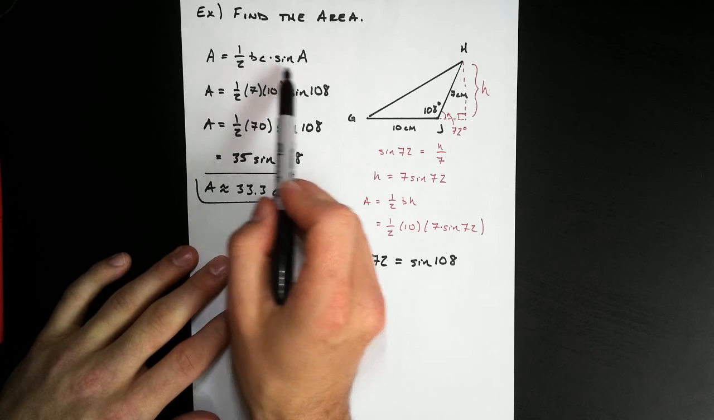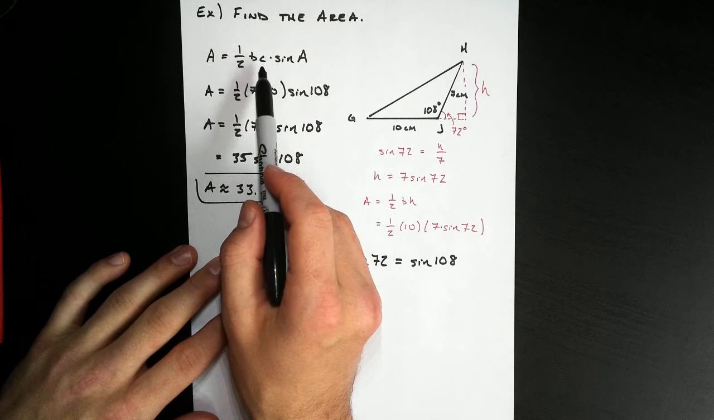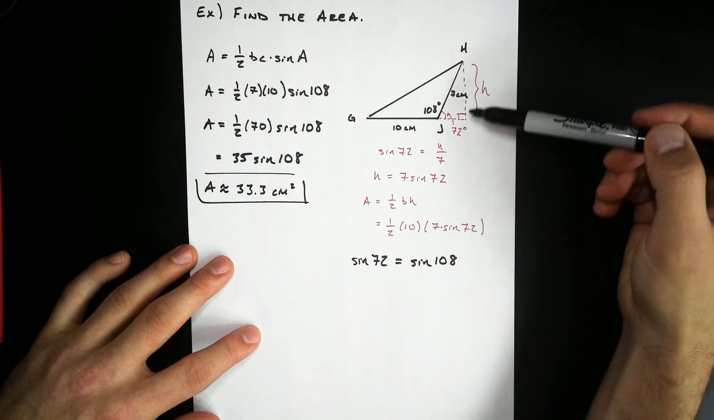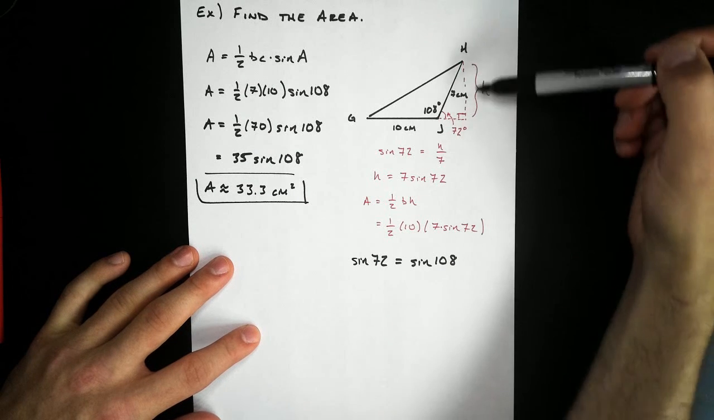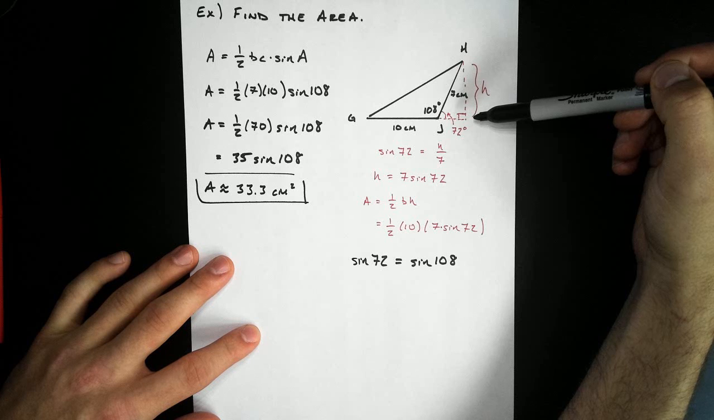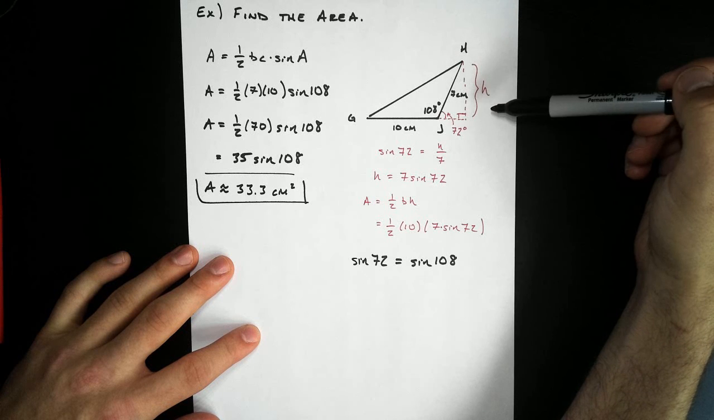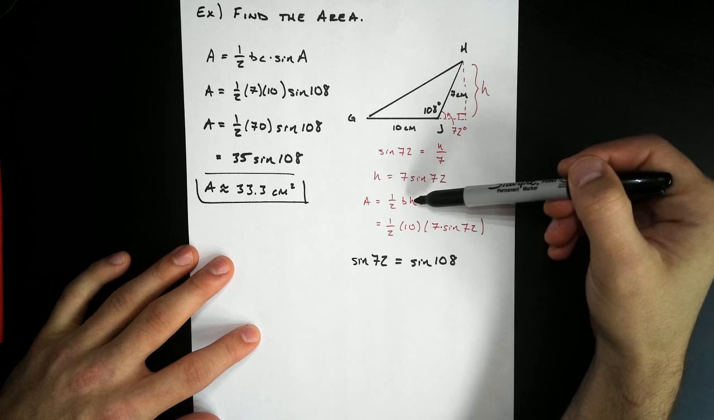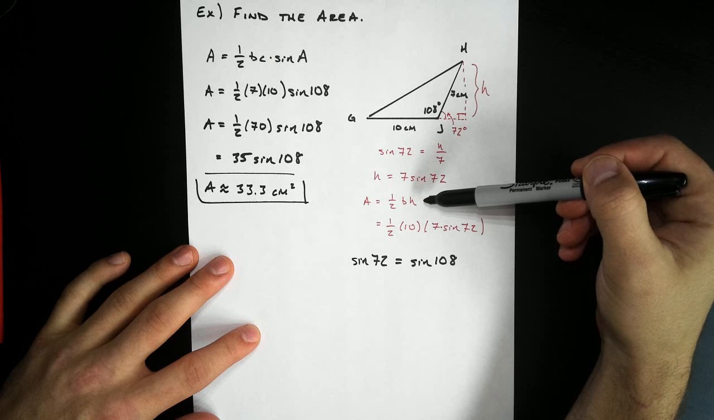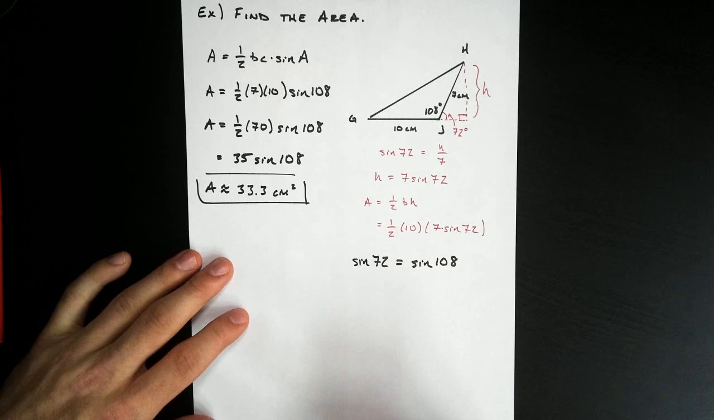Now, if you ever forget how to set this up, if you don't remember exactly what it is, you can go through this same process we used here. So draw in the right triangle, use the sine to find that height, and then plug in your base, plug in the height you know after using the sine to find the height, and you can get the area that way.